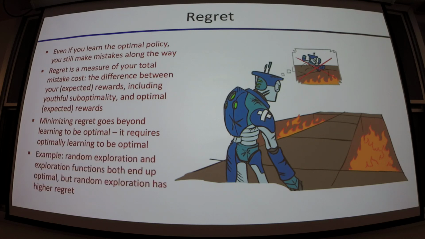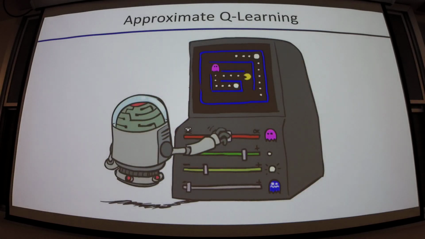And so an example here is that random exploration and then using this notion of an exploration function, both of these end up in the limit with optimal solutions, but one of them did it quickly, right? Okay, so random exploration would have higher regret in that case. Okay, so let's take 5 minutes, and then when we come back, we'll start talking about approximate Q-Learning.